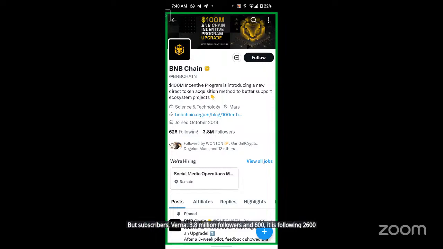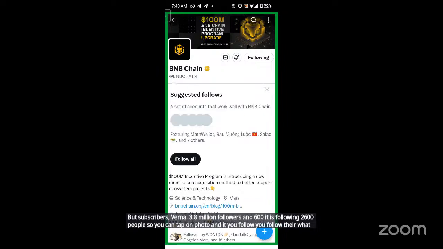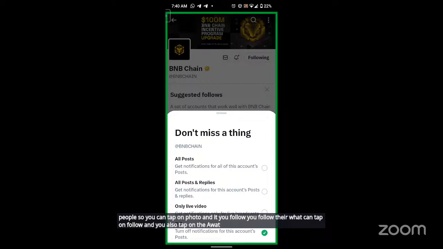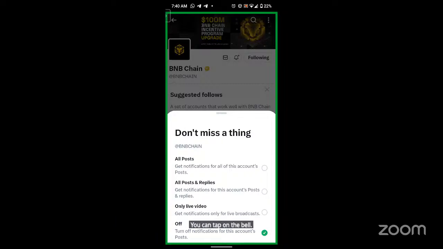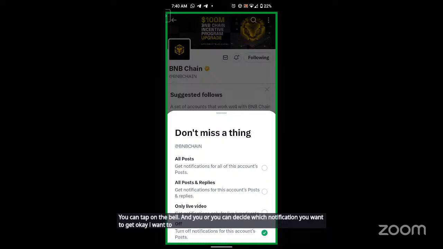You can tap on follow, and you can also tap on the bell and decide which notifications you want to get. I want to turn on notifications for this account. You can get notifications for all posts and replies, or for this account's posts and replies.